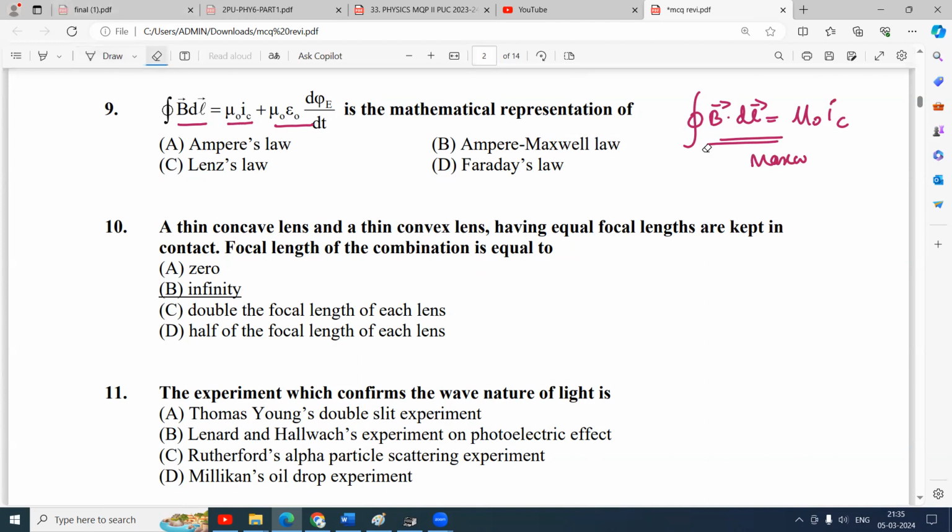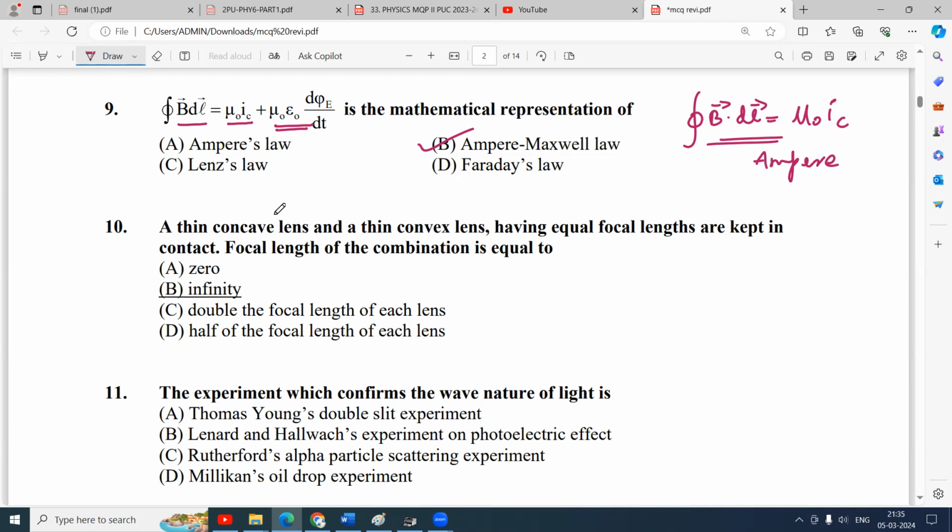And Maxwell found some inconsistency in this, and he added one more current. If that equation has to be perfect, you should add one more current here. This is the equation. So totally it is the Ampere-Maxwell rule. So this is only the Ampere's rule. And along with another current, we have the Ampere-Maxwell law.